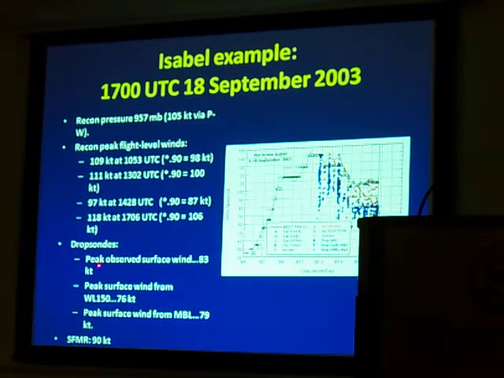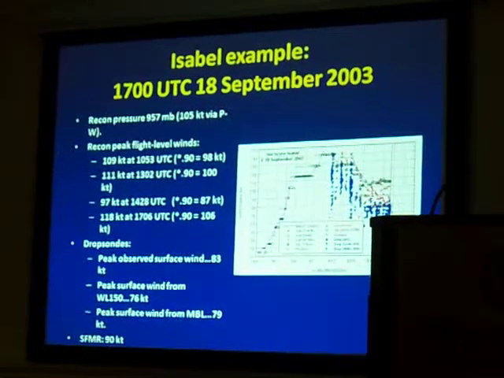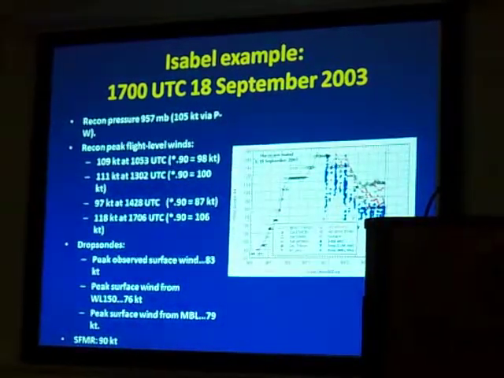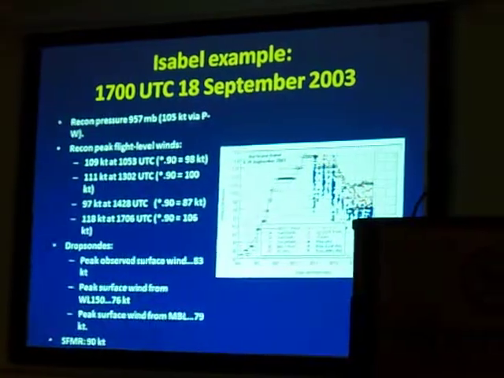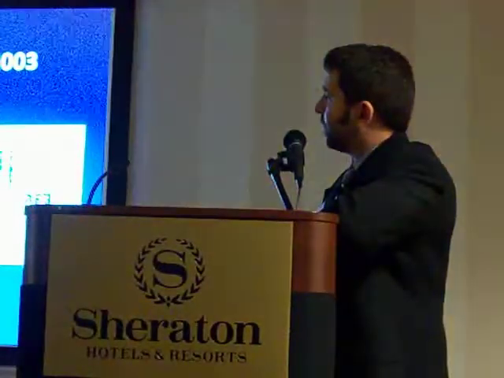The dropsondes, we're looking at the peak observed surface wind, and we have these measures called WL150, which are the mean winds over the lowest 150 meters. And then we have what's called the MBL, the mean boundary layer winds. And you notice that in this case, they're quite a bit lower. And one of the reasons for that is, at this point, Isabel was moving over cooler water, and so there are some stability considerations. And the SFMR measured 90 knots.